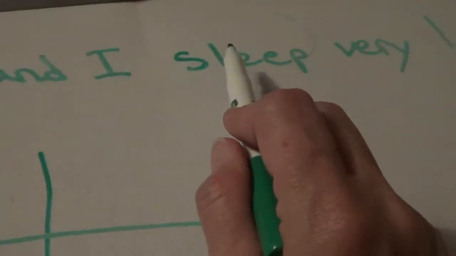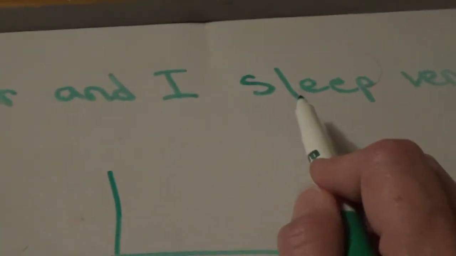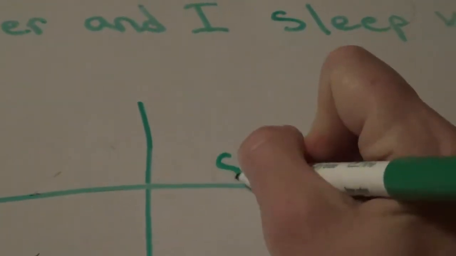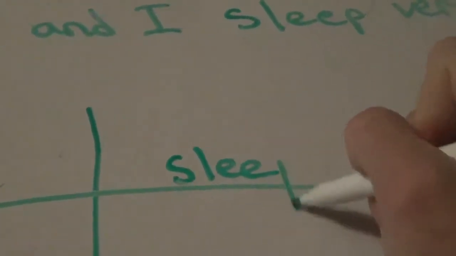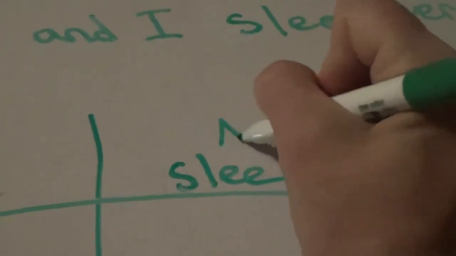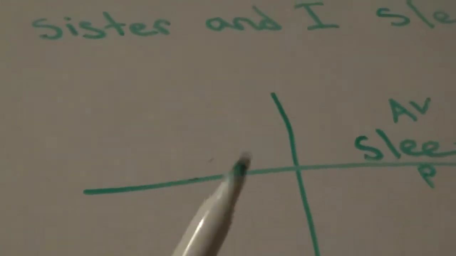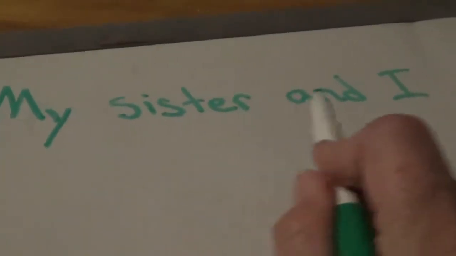Now always check to see if there is a helping verb with it. There is not, so we're going to write sleep, and it is an action verb. I'm going to put P for predicate. Now who sleeps? Sister and I. This is a compound subject.